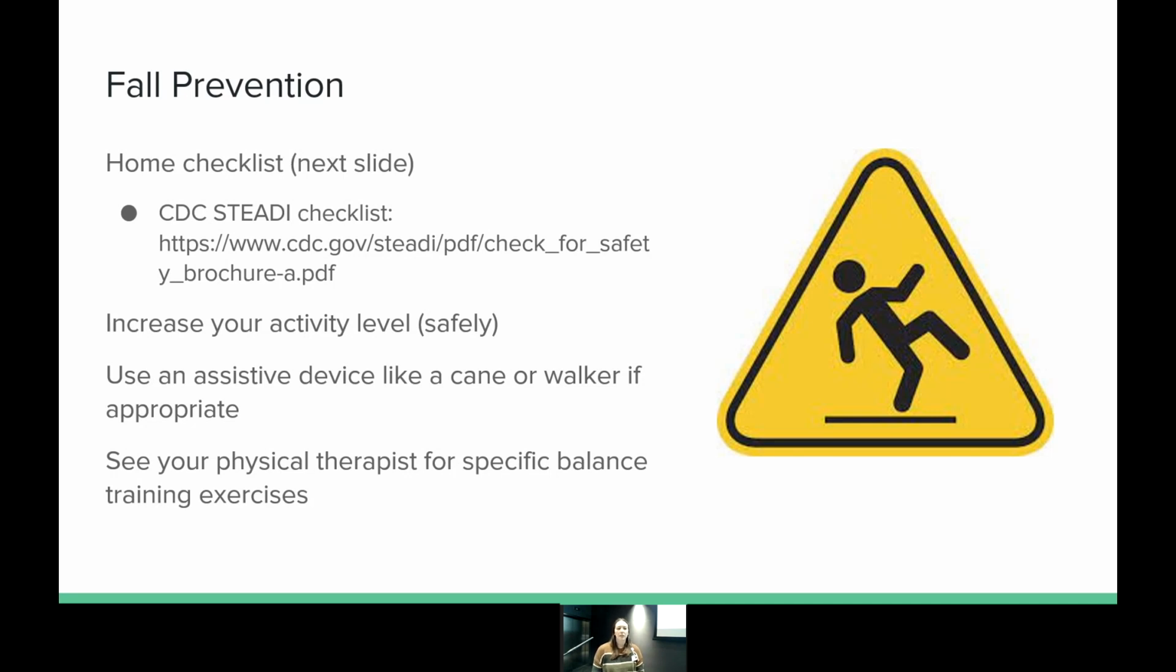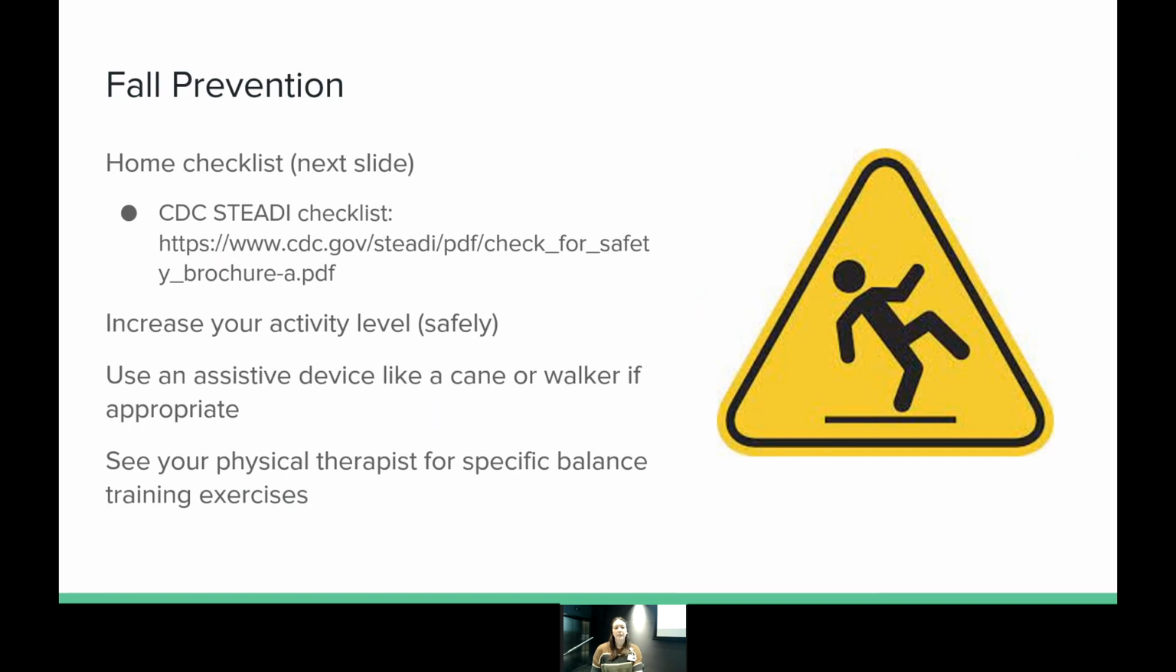The CDC actually has a really good checklist that you can use inside your home to try to decrease any trip hazards or things that could potentially make you fall inside your home. I have the link listed here, but I also have it copied onto the next slide that you can look at. So I encourage you to take a look at that.